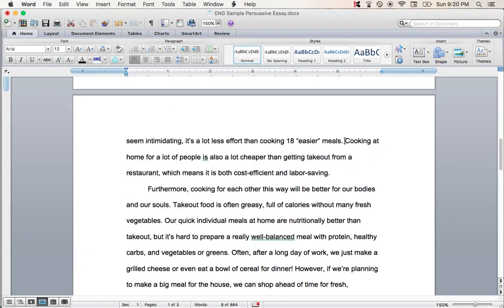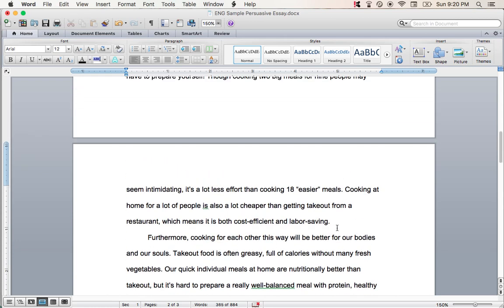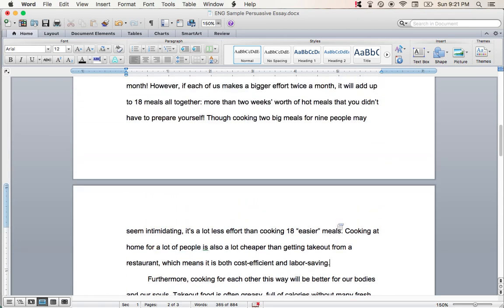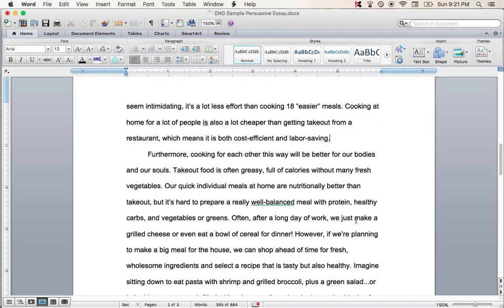And we can see that being supported by the last sentence of the paragraph. Cooking at home for a lot of people is also a lot cheaper than getting takeout from a restaurant, which means it is both cost efficient and labor saving. So the author didn't spend as long trying to convince us that it's cheaper, I guess because he thinks that it's just sort of common knowledge that it's cheaper to cook for a lot of people at home than it is to get food from a restaurant.